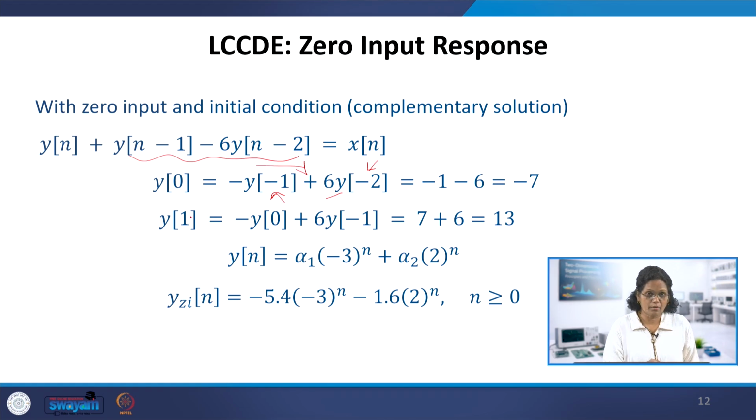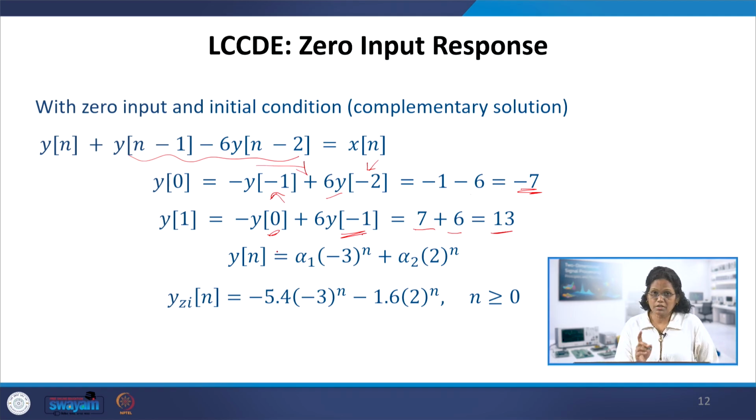Similarly, substituting n equal to 1, this becomes y of 0, and this is y of minus 1. So, y of minus 1 is known, that is going to be 1, and in the case of y of 0, what we obtained here is minus 7. So, we get this 13. So, for n equal to 0 and 1 we have two equations here.